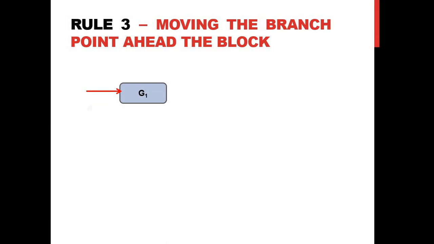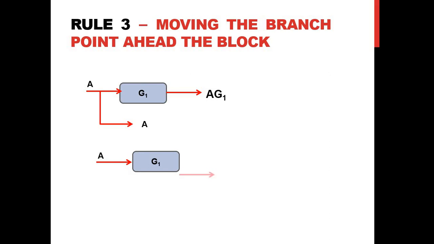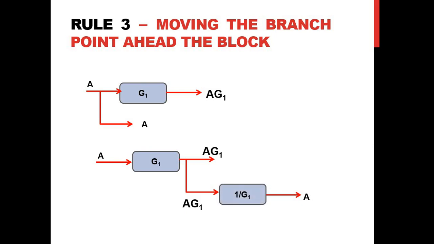Rule number 3, moving the branch point ahead the block. I have a block called G1 whose input is A. I have a branch point. So the signal we get at this branch point is also A. Now we have an output whose value should be A into G1. Now the same branch point should be moved ahead of this block called G1. So input is A, output is AG1. Now the branch point is moved ahead of the block called G1. So what we get here is only AG1, but what we require here is only A. So to get A, we have to insert a block whose value is equal to 1 by G1, so that I will get the required value A.